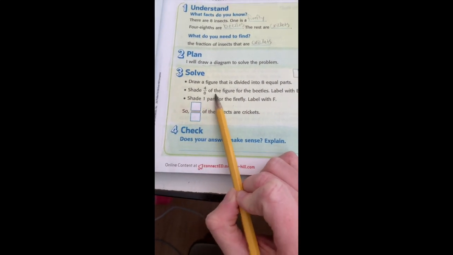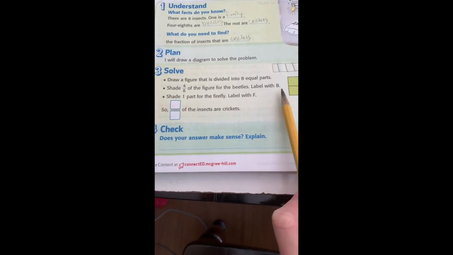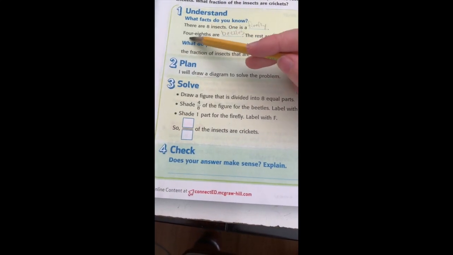Okay, draw a figure that's divided into 8 equal parts. Shade 4/8 of the figure for the beetles and label it with B. So I see here that they've shaded 4/8 with green. And we want to call all 4 of these beetles. Why? Because it said that 4/8 are beetles. That's what we know. Shade 1 part for the firefly. And here I see they shaded it with blue. And write an F for firefly.